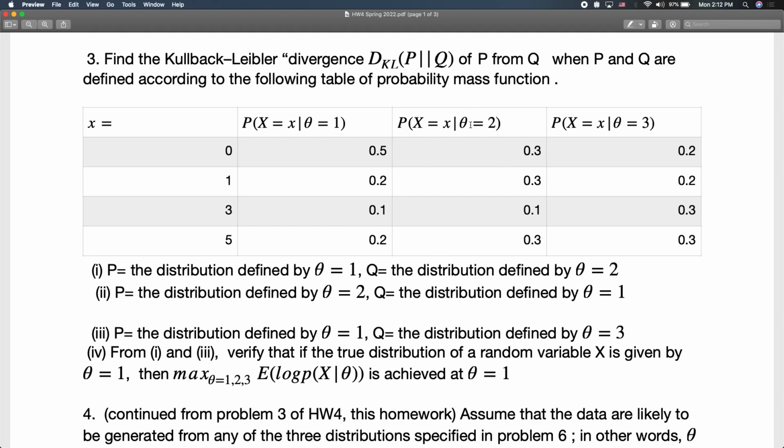And under a different PMF, you will have a different probability for observing the same 4 categories or values. And for another different distribution, you will have different probabilities. So each column should sum up to 1. That represents your distribution, your probability mass function. So given the 3 different distributions, we are trying to calculate the KL divergence for each combination of the 2 distributions. So 1 and 2, 2 and 1, and 1 and 3.